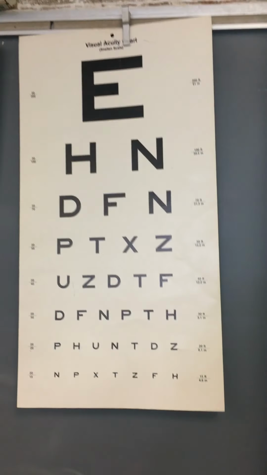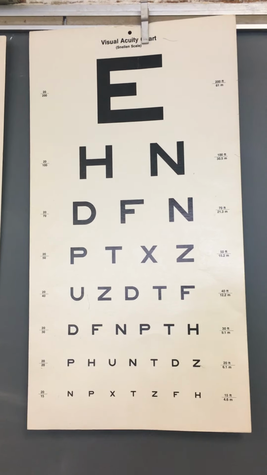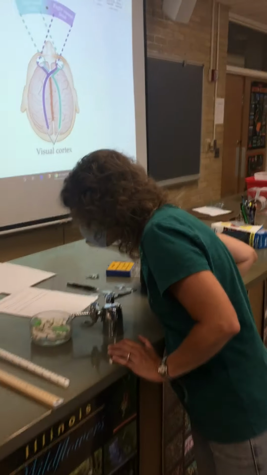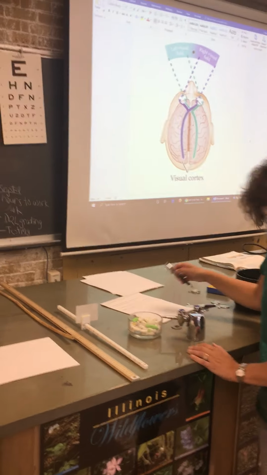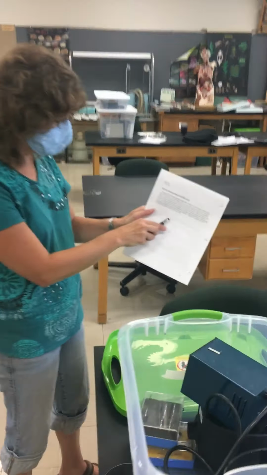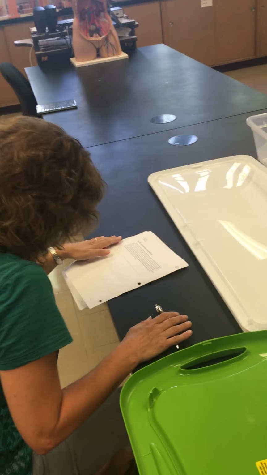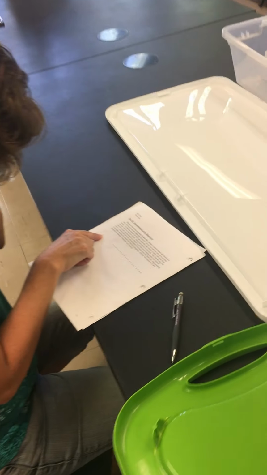Then we have another activity. This is where you guys are going to find the diameter of your blind spot, okay? And this is where you guys are going to use these directions, okay? So make sure you read over the directions, okay? And what you're gonna do is I'm gonna sit right here, and I am going to read your directions. I'm gonna keep the circle in my periphery.